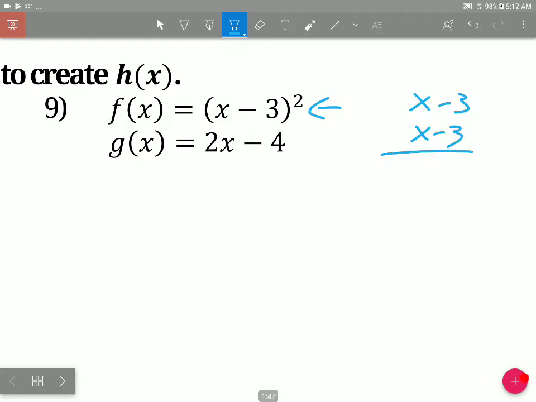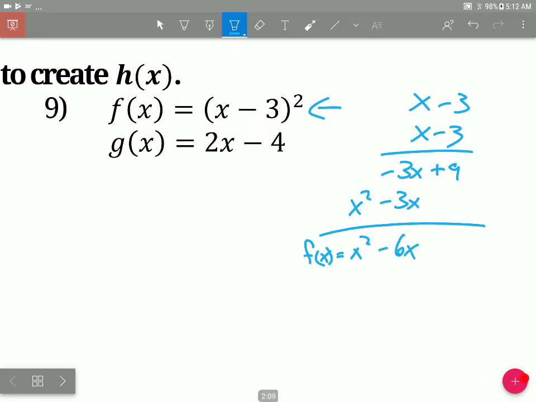I'm going to start multiplying that one out just like I did the last one. Negative 3 times negative 3 is a positive 9. Negative 3 times x is negative 3x. x times negative 3 again is negative 3x. And x times x is x squared. So my f of x is x squared, negative 3 and negative 3 add up to negative 6, and then a positive 9. So that's your f of x.